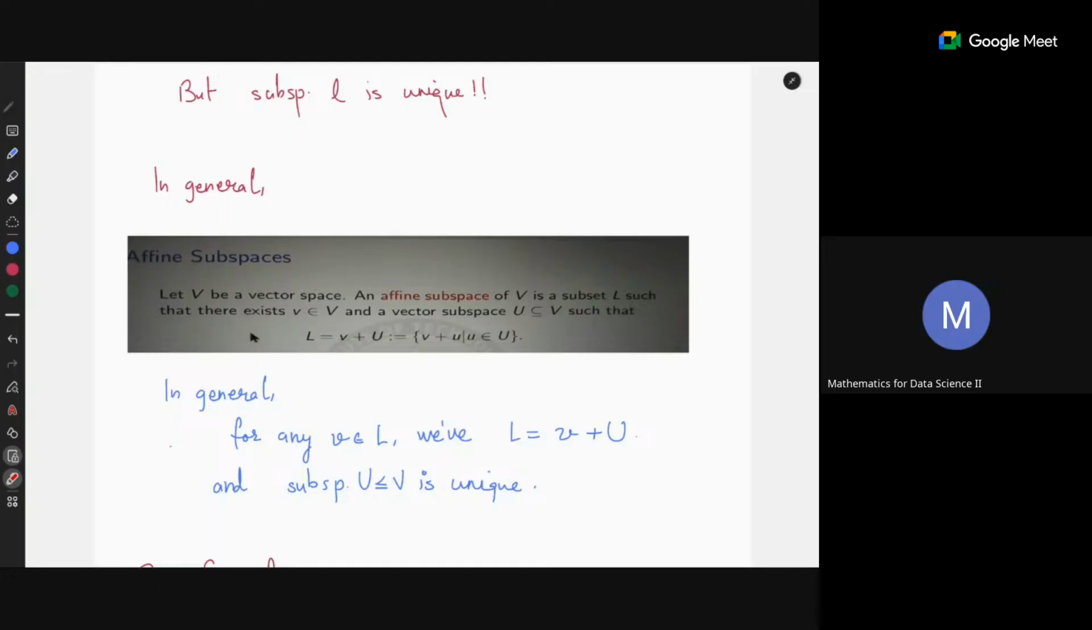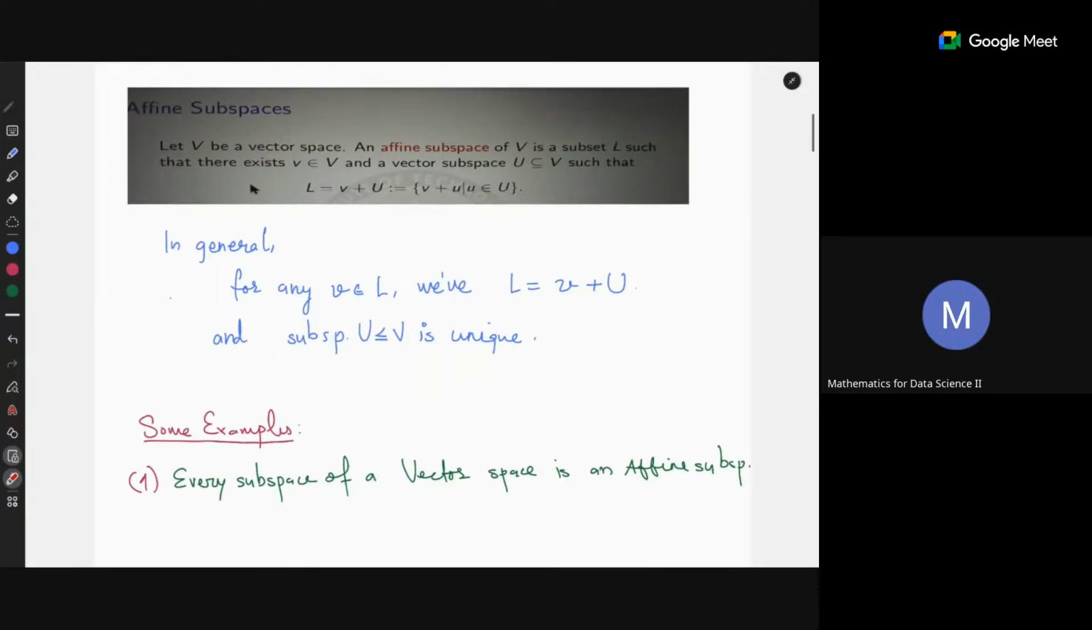Again, as I noticed in this particular case, the vector v is not unique. Similarly, in generality also, the vector is not unique. You can take any vector in L to express L as the sum of that vector and the subspace U. However, the subspace is always unique.